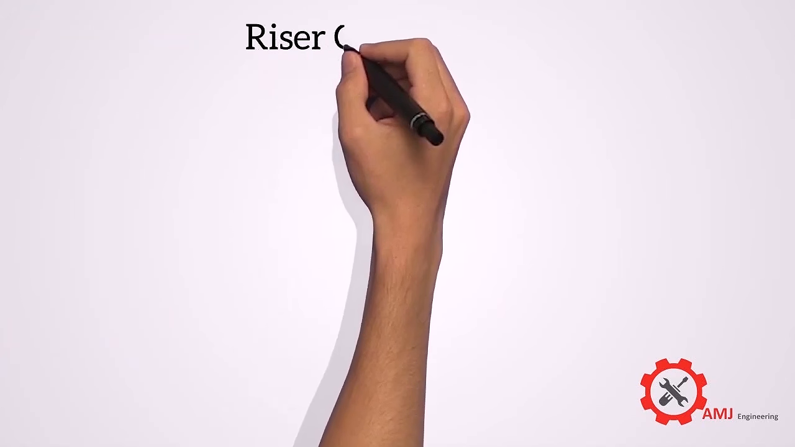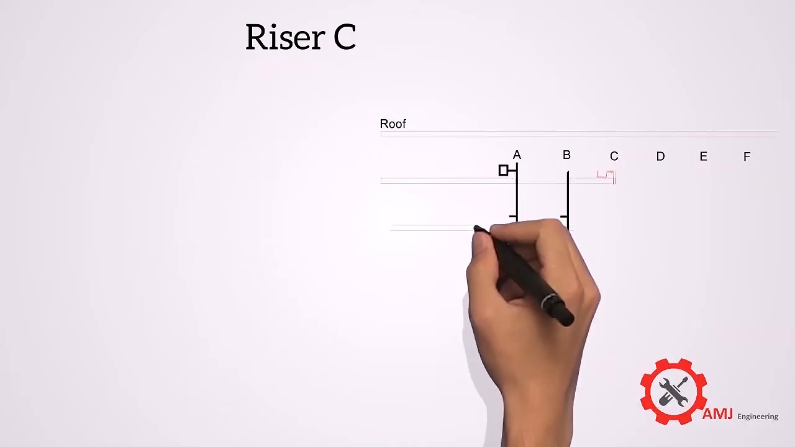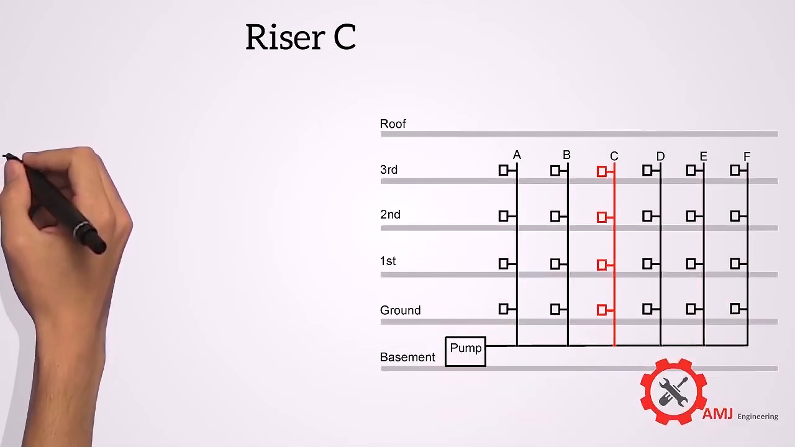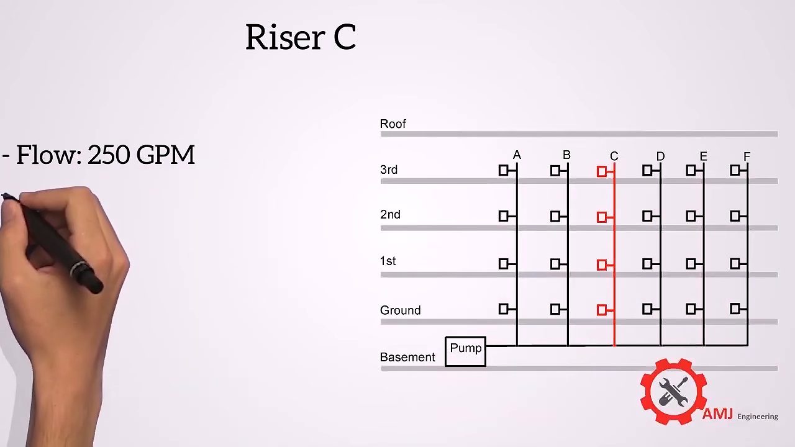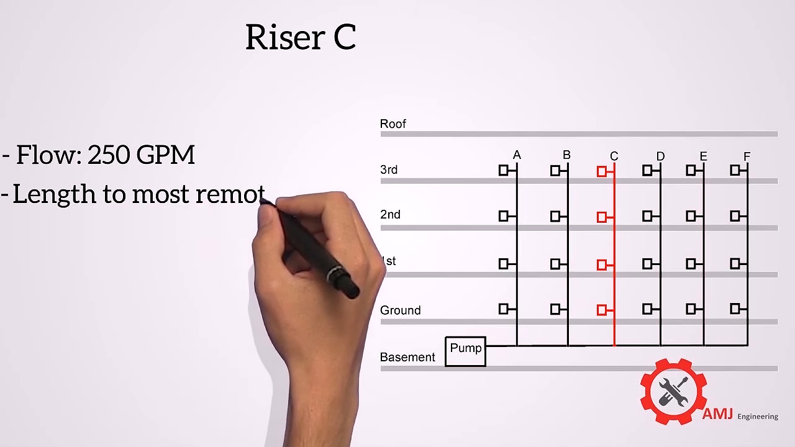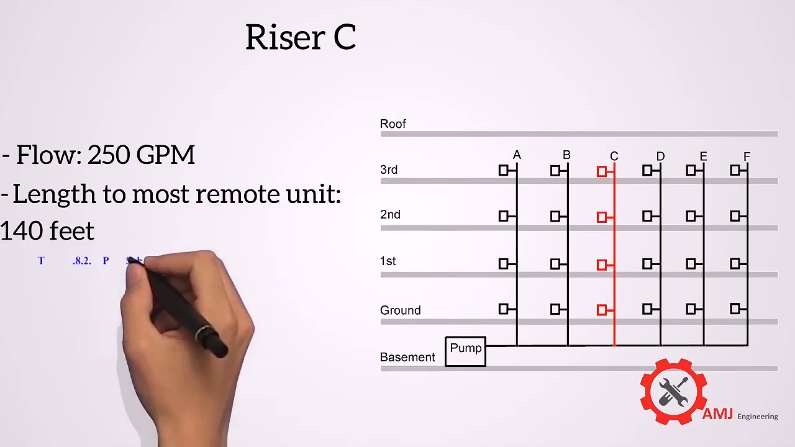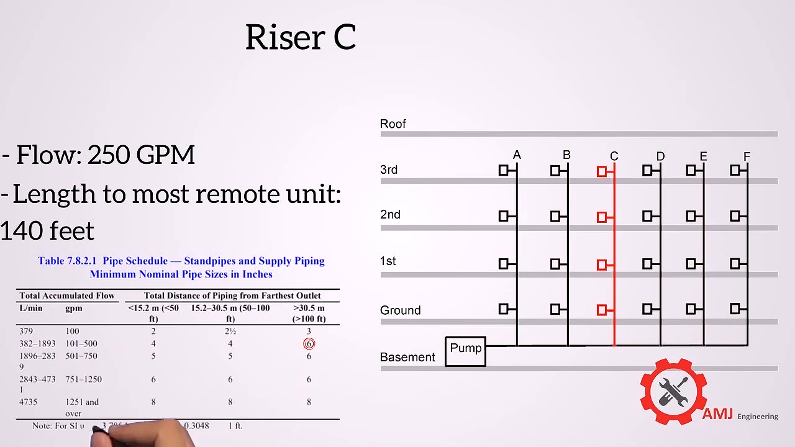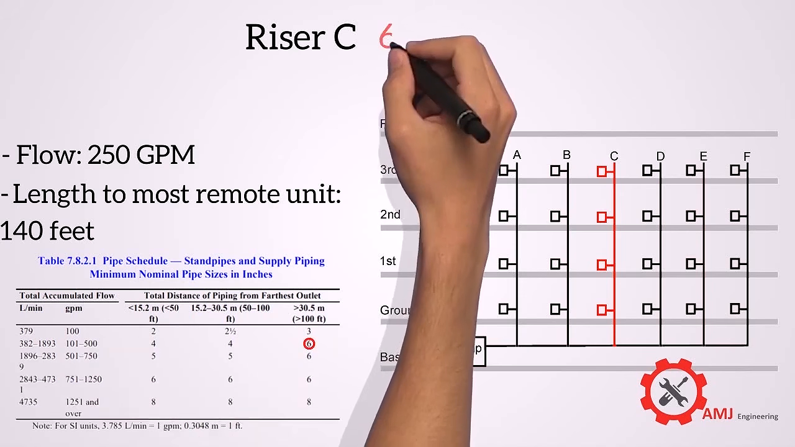For riser C, the flow is 250 GPM. The length to most remote outlet on riser C is 140 feet. So from the table the required pipe size is 6 inches.